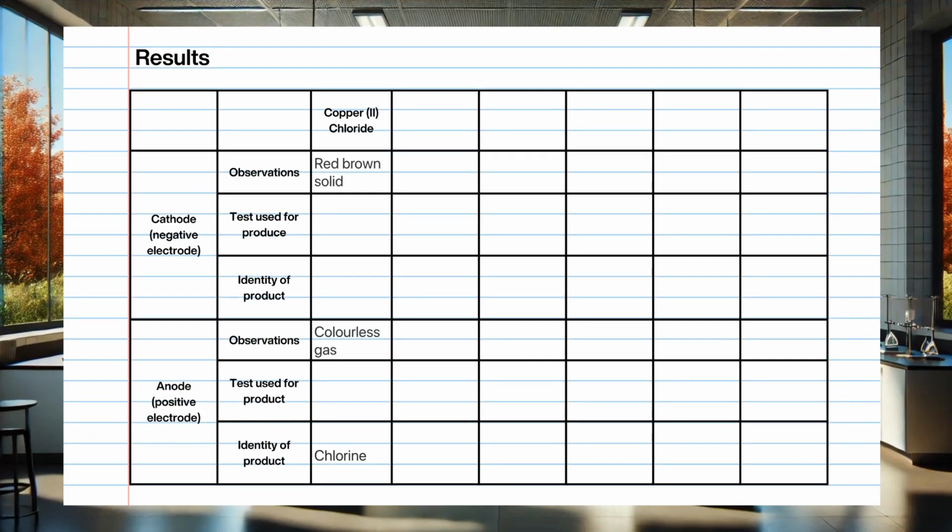Now that we have run through the tests required to identify the products, we can go back to filling in our results table. In the case of copper chloride, we can identify the solid formed at the cathode by its red-brown color as copper. The gas formed at the anode doesn't relight a lit splint, but it does bleach litmus paper. Hence, it must be chlorine. We now need to repeat this process for each of the solutions and record our observations. Once you have repeated the experiment for all the solutions, recorded the observations, and conducted further tests to identify which products are formed, you will end up with a table like this.